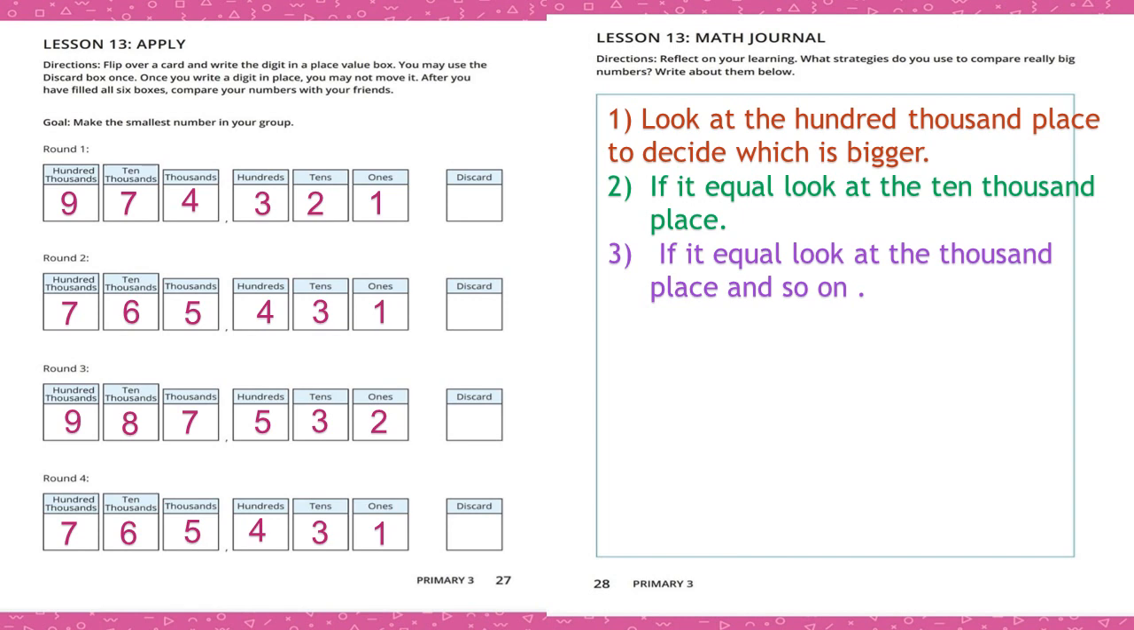The next page, our math journal. Reflect on your learning. What strategies do you use to compare really big numbers? Write about them below. Number 1, look at the 100,000 place to decide which is bigger. Number 2, if it is equal, look at the 10,000 place. Number 3, if it is equal, look at the 1,000 place, and so on.